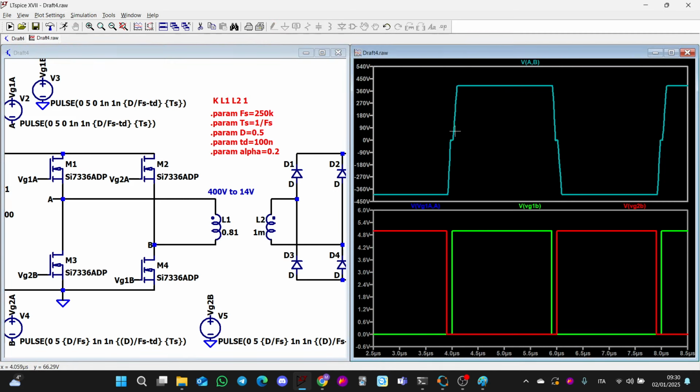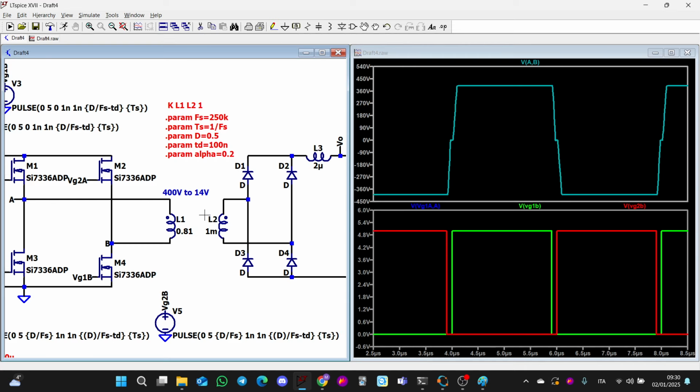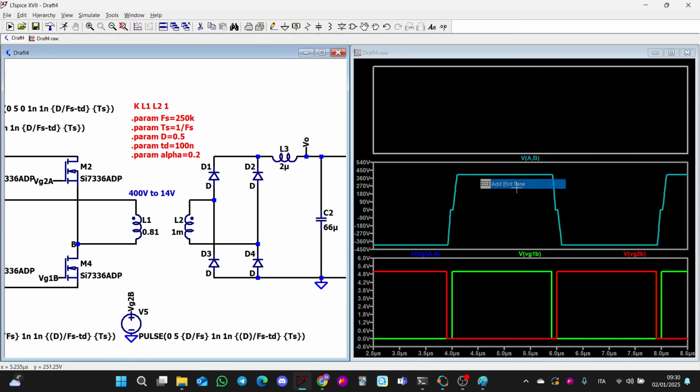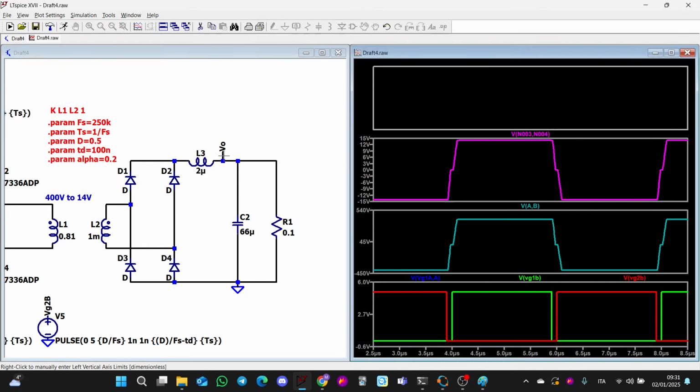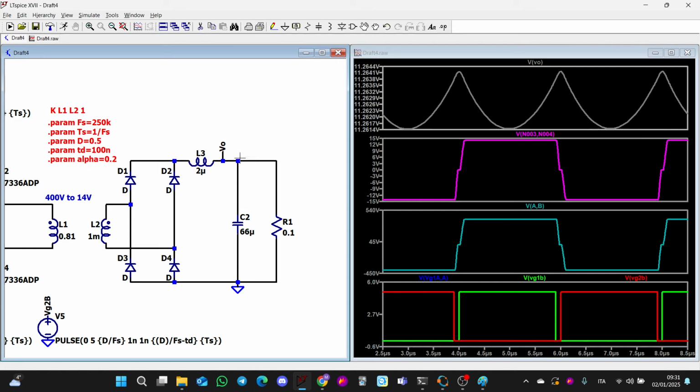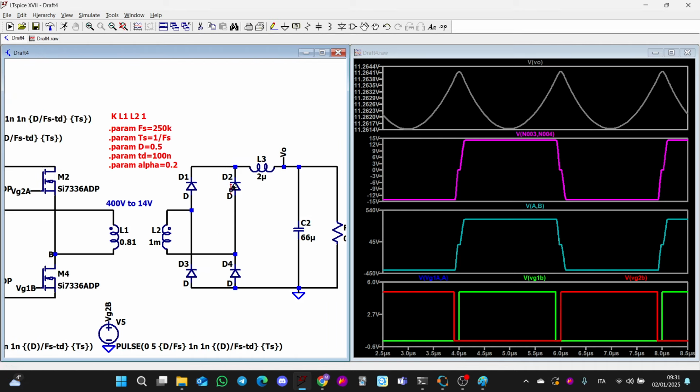And here there is the dead time. And then you have the secondary voltage here, which is between minus 14 and plus 14. And then you have, of course, the output voltage, which is okay, it's not 14 volt, just because we have a very high current flowing. We have more than 100 amps, so it is natural.